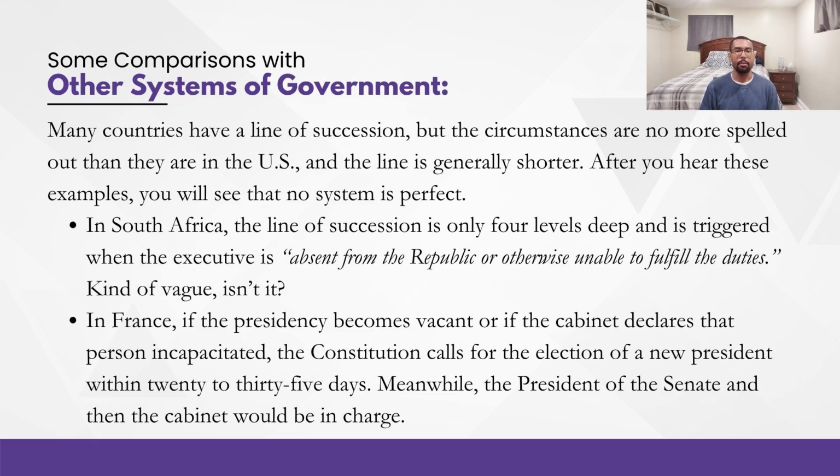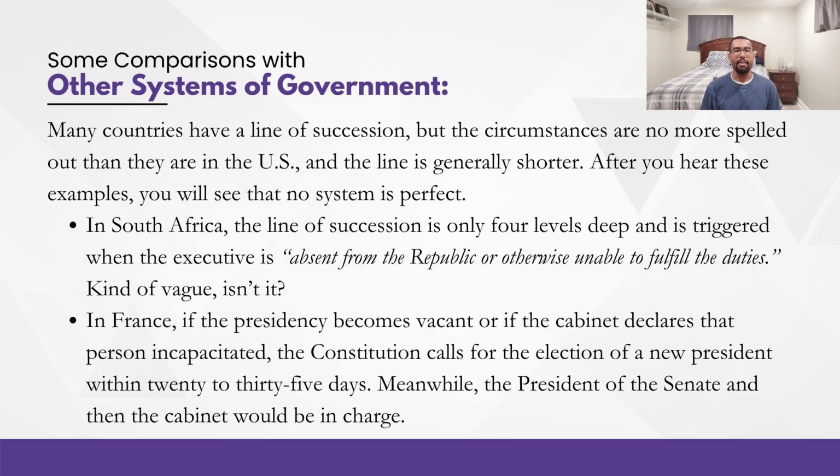After you hear these examples, you will see that no system is perfect. In South Africa, the line of succession is only 4 levels deep and is triggered when the executive is absent from the republic or otherwise unable to fulfill the duties. Kind of vague, isn't it?